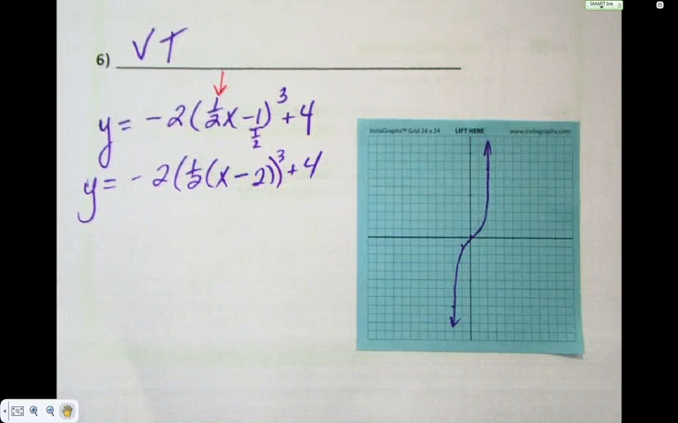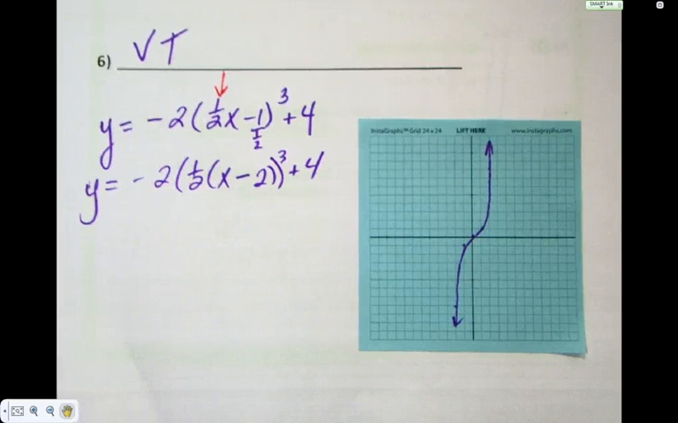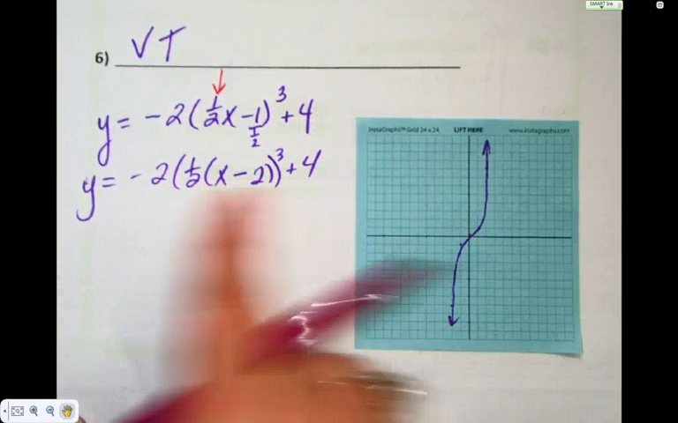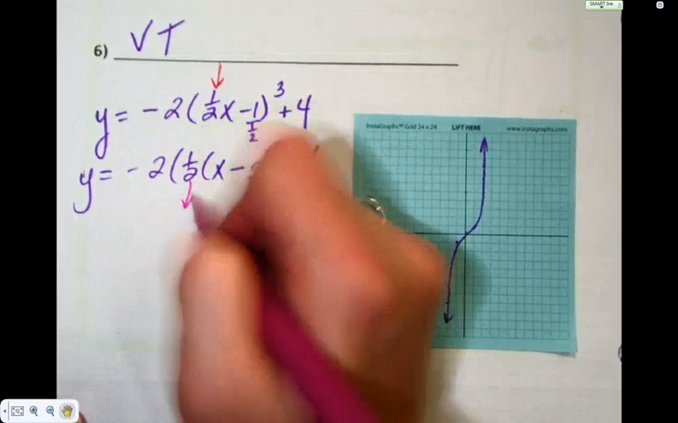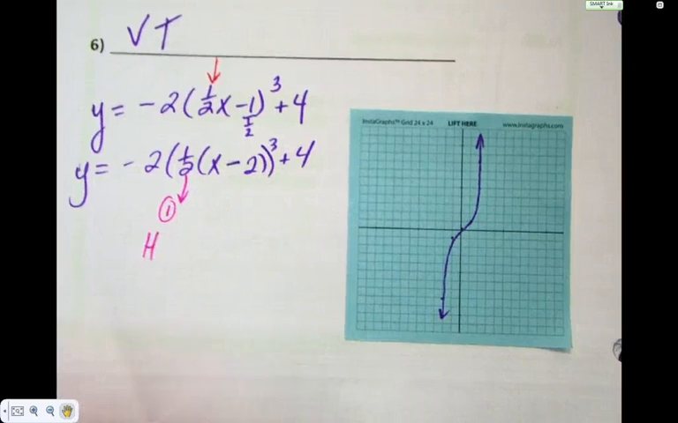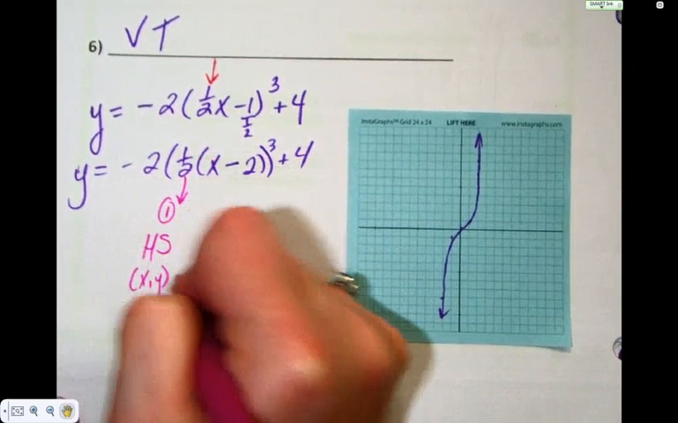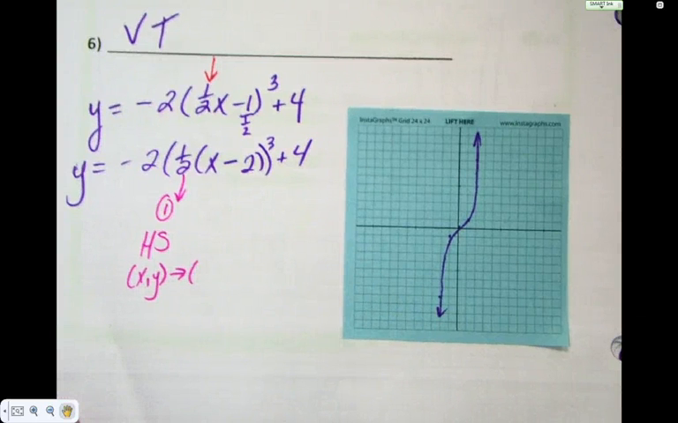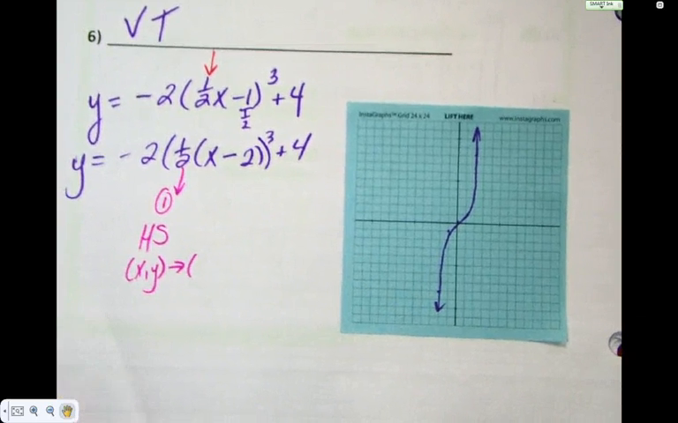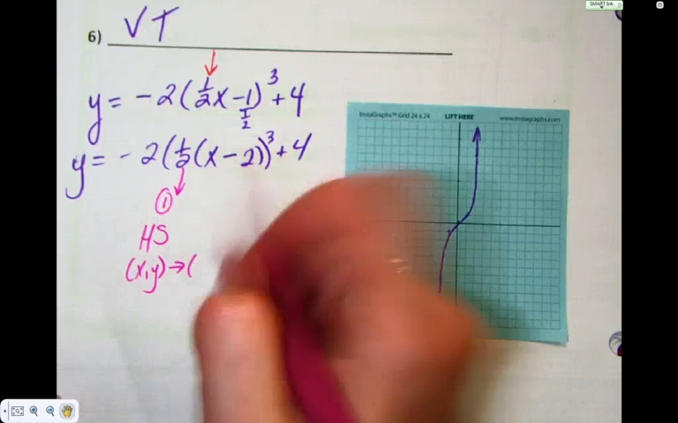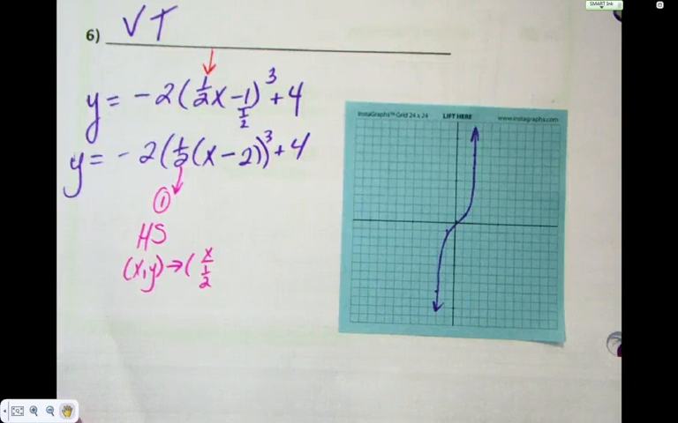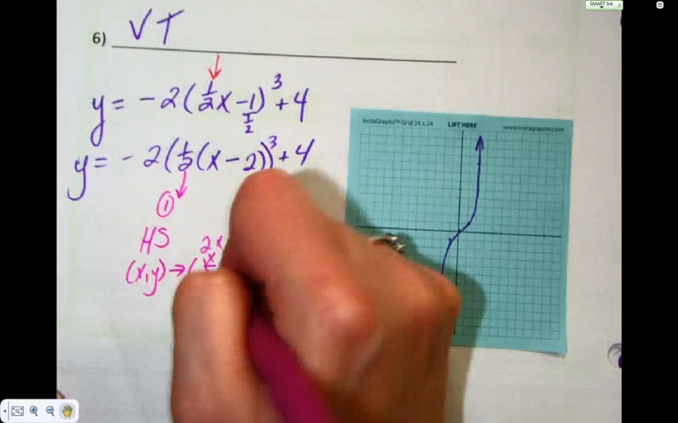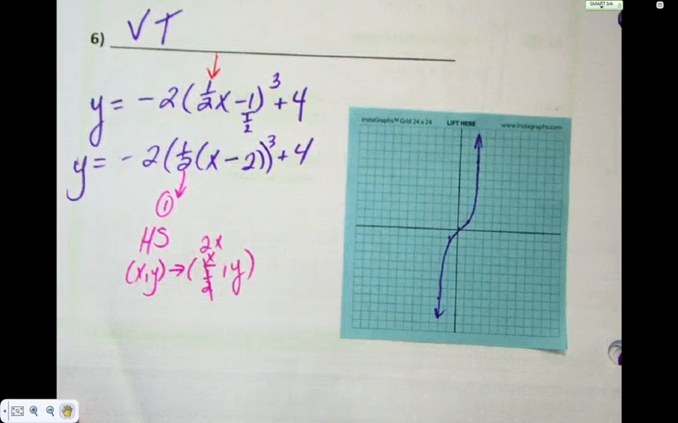Okay, what's going to come first? So H stuff's always first. No reflection inside, but that's vertical. We're going to do those after. Horizontal stuff comes first. So the half comes first. That is a horizontal stretch. (x, y) goes to (x divided by a half, y), and we'd never leave it like that. What do we end up doing with the half? It ends up being 2x, and that's why it's a stretch, because dividing by a fraction actually means multiplying.